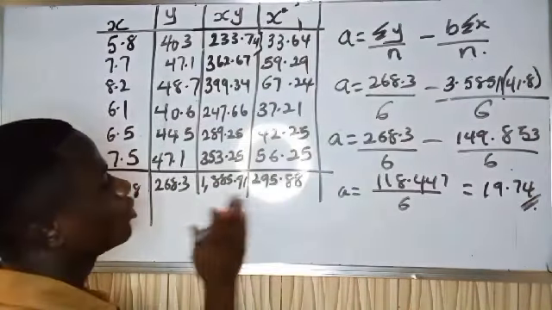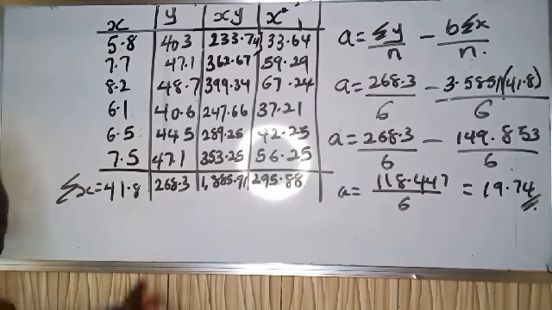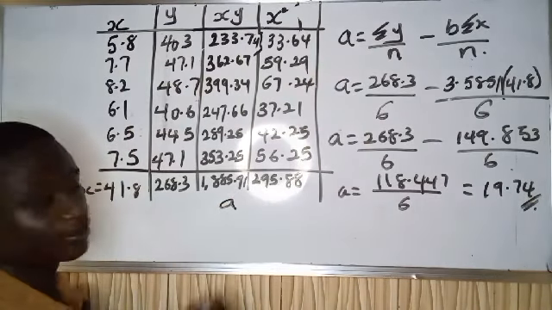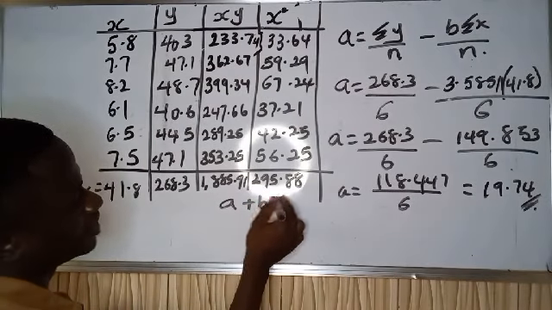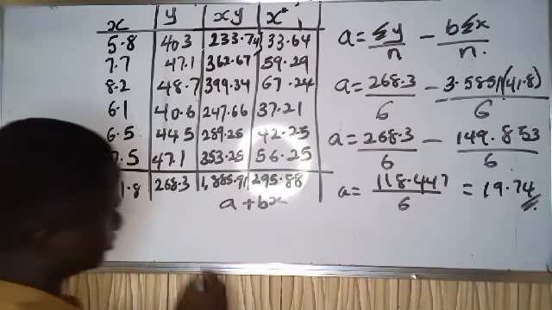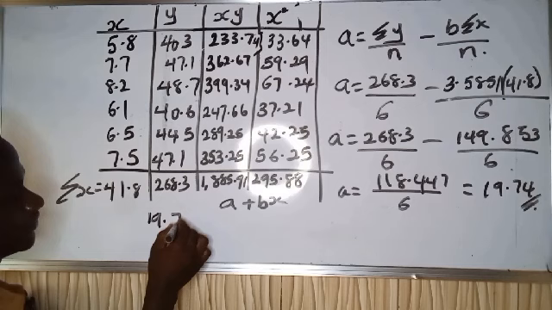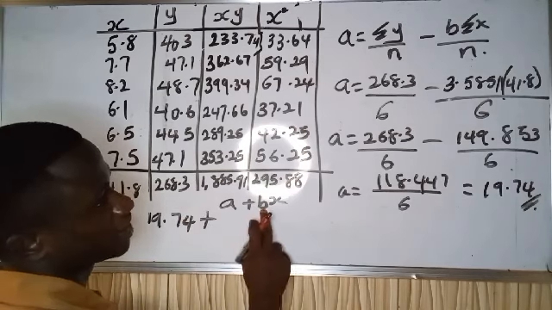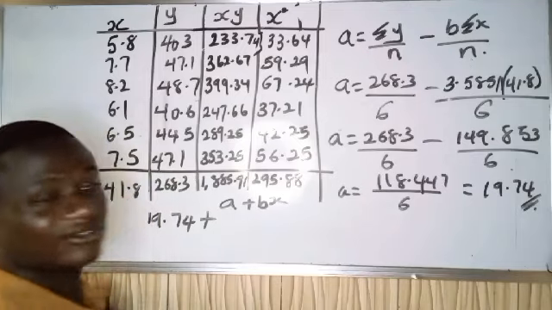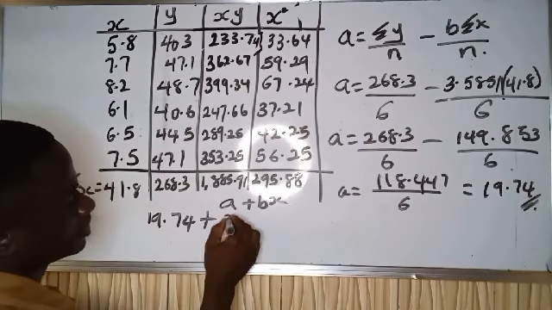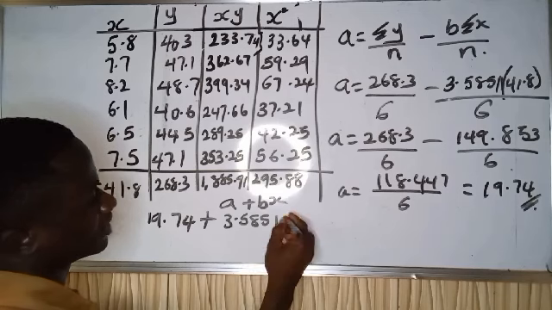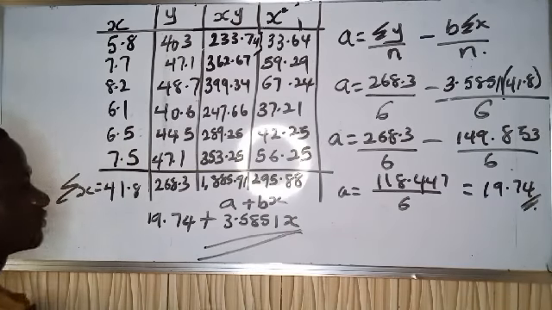So now, the question is, what will my cost function look like? My cost function will look like this: it is my fixed cost, which is my A, plus BX. So my fixed cost is 19.74 plus, now I've gotten my B the other time, which is 3.5851, multiplied by x, and this is my cost function.